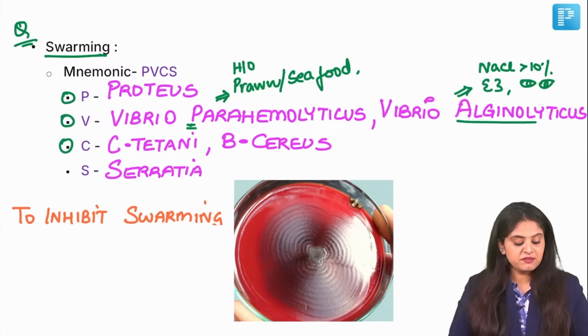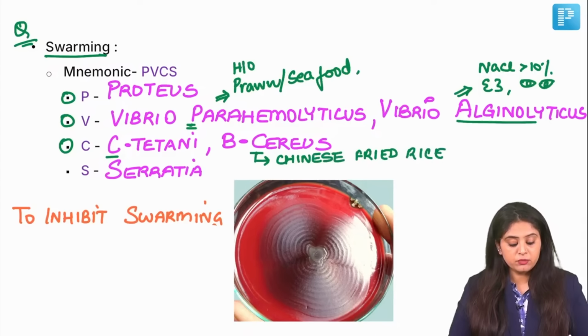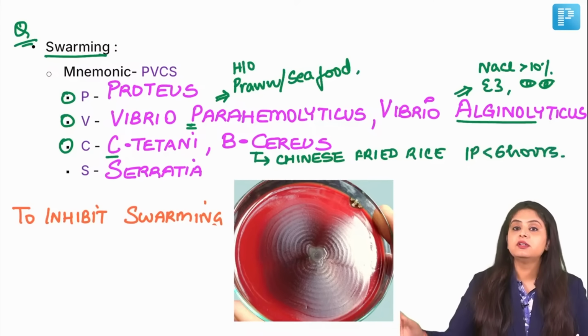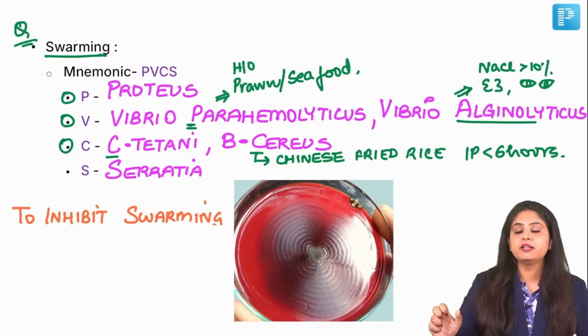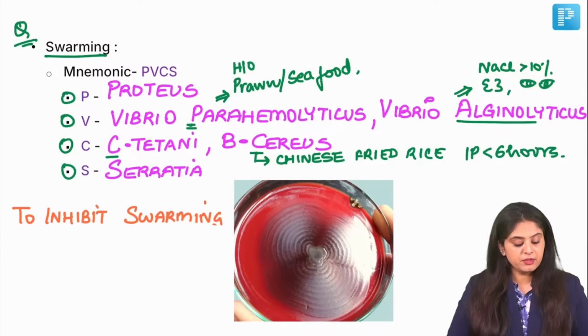Coming to the next, PVCs, Clostridium tetani and Bacillus cereus. Cereus का तो we know, the real Chinese वाला food poisoning. Chinese fried rice वाला food poisoning, how can we forget? Where the incubation period is less than 6 hours. Someone had fried rice from a stall or a street side food vendor and उसके बाद within 6 hours food poisoning, Bacillus cereus.